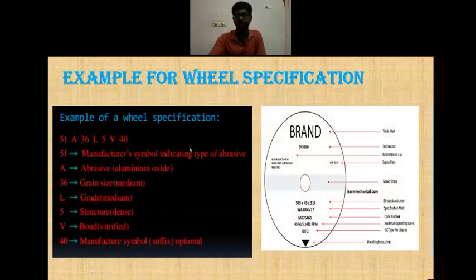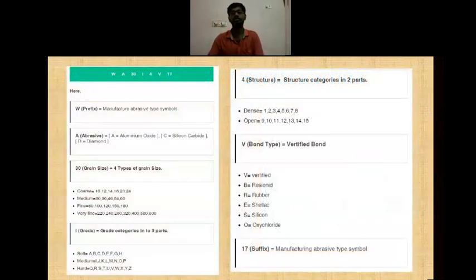These wheel specifications are represented below on the grinding wheel. This will be the dimensions of the grinding wheel, and some other terms are denoted on each grinding wheel. And there is another detailed example for nomenclature of grinding wheel.